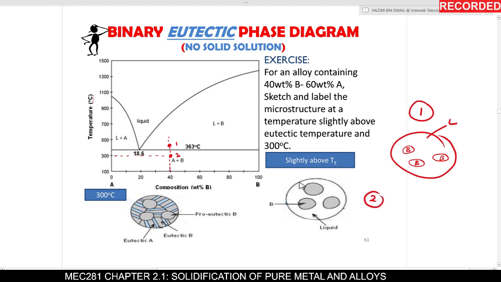Okay, so how about the second point? The second point is in the A plus B region. Only solid is found in this region. Okay, so this is the normal microstructure that you have to draw in this region, in this solid form. So just draw like that. It should be the circle, and then you have the proeutectic, and then you have the eutectic structure.